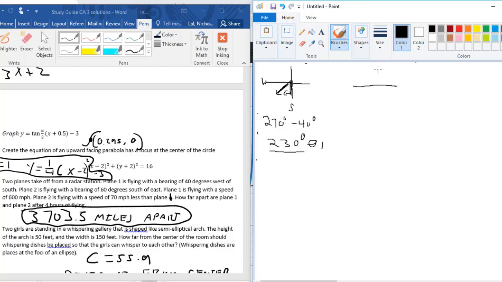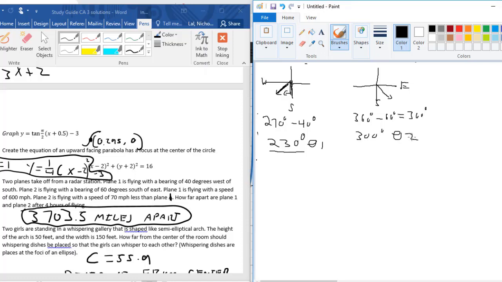Now, we have another direction. We have 60 degrees south of east. So we're moving east and we're rotating south. Okay? So that's east and that's south. Here, we start at 360 and then we subtract whatever the reference angle is from east. So 360 minus 60 is equal to 300. So our direction 2 is 300 degrees.